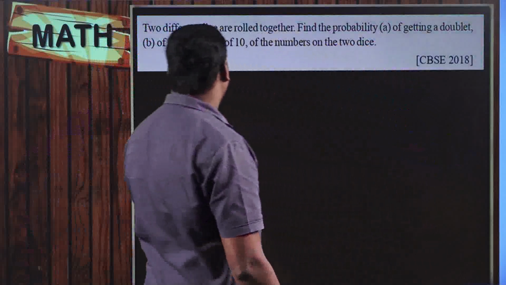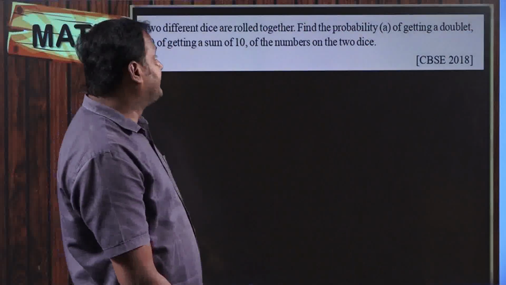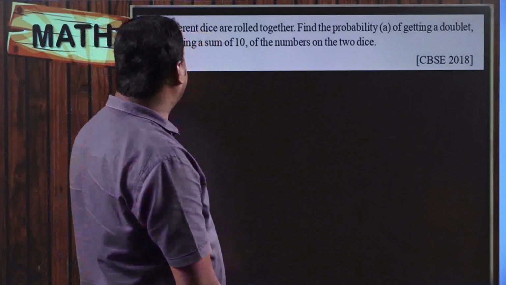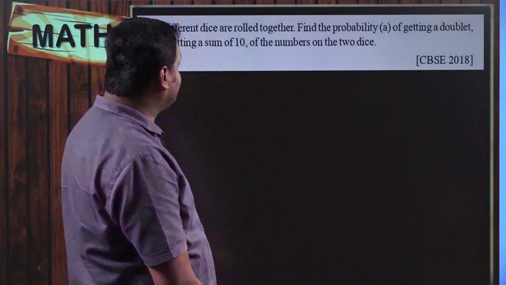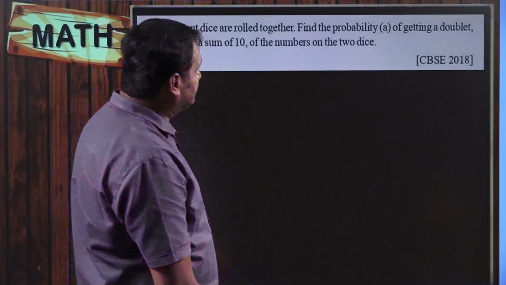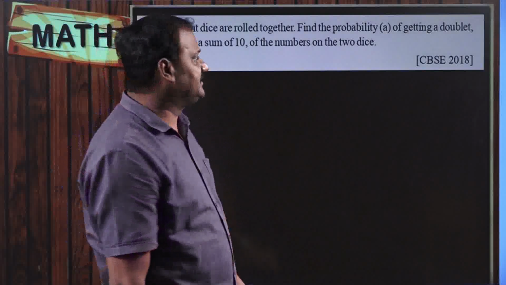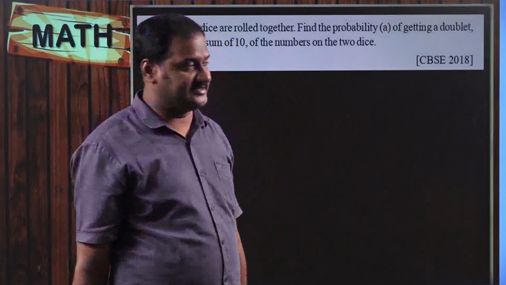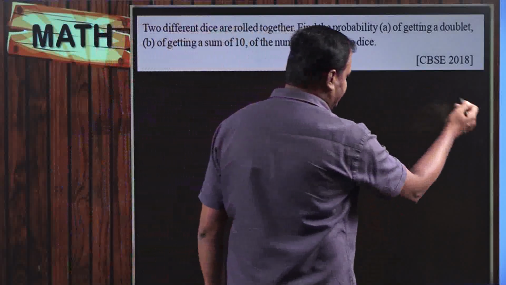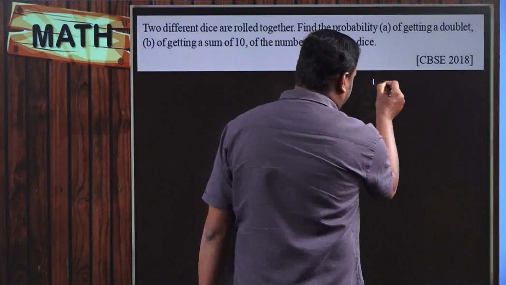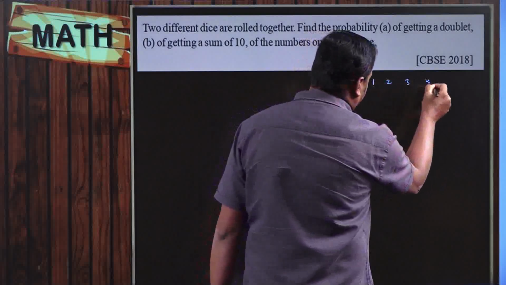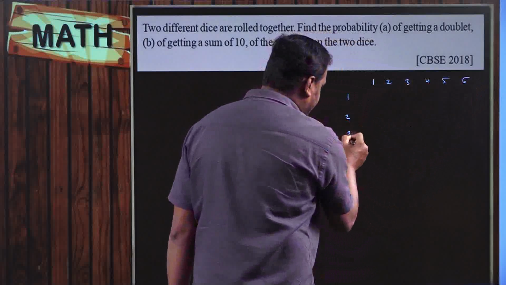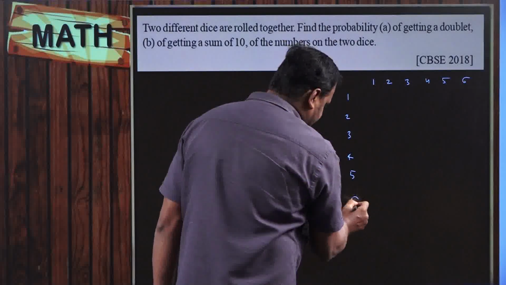So here the next problem is: two different dice are rolled together. Find the probability of getting a doublet, and of getting a sum of 10 of the numbers on the 2 dice. So there are 2 problems given. For this, definitely we need to frame a table when you are rolling 2 dice. The first die has 1, 2, 3, 4, 5, 6, and the second die is 1, 2, 3, 4, 5, 6.